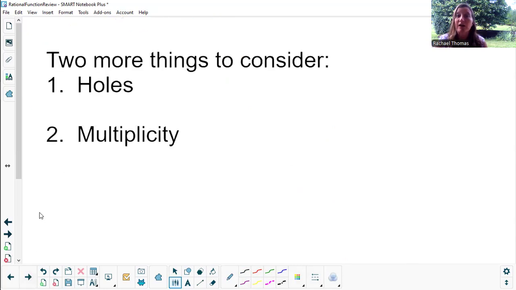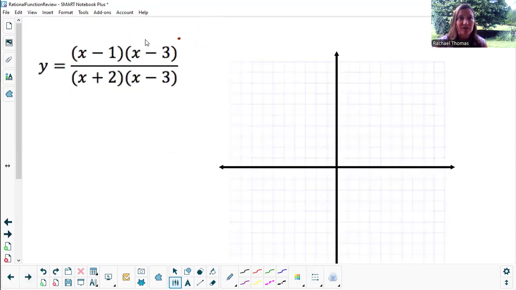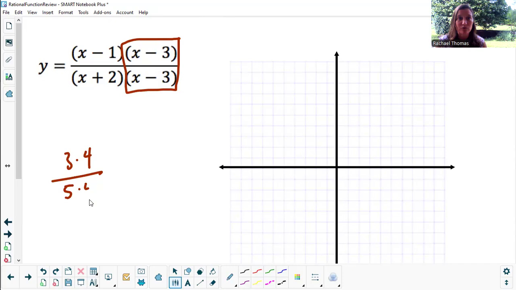Sweet. Now, 2 extra things we need to consider here would be holes and multiplicity. What happens if I have the same factor in the top and the bottom? Now, if I'm factoring numbers, if I had 3 times 4 over 5 times 4, I could cancel those 4s and say that's 3 over 5, right? So I can kind of do that. I just can't divide by 0. Whether you're trying to cancel them, 0 divided by 0 does not cancel out.